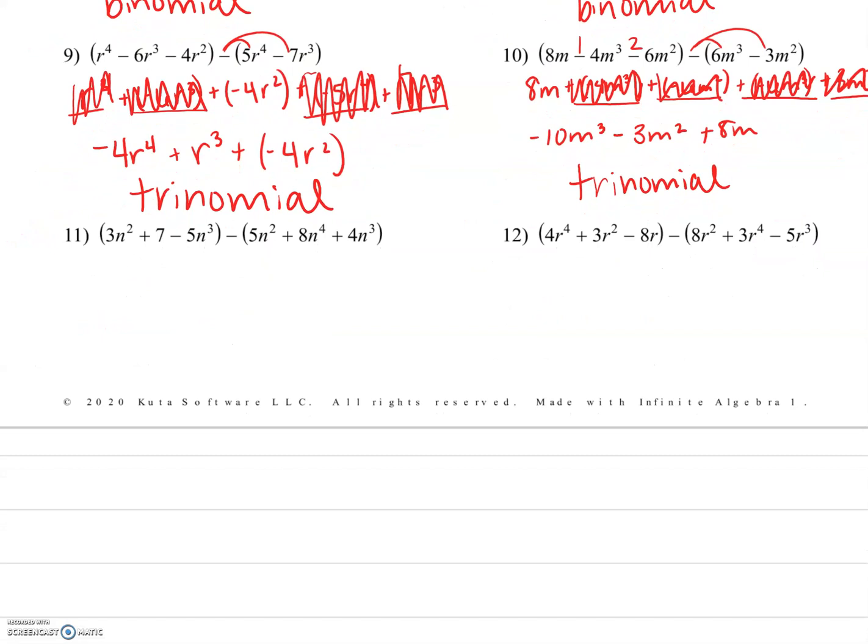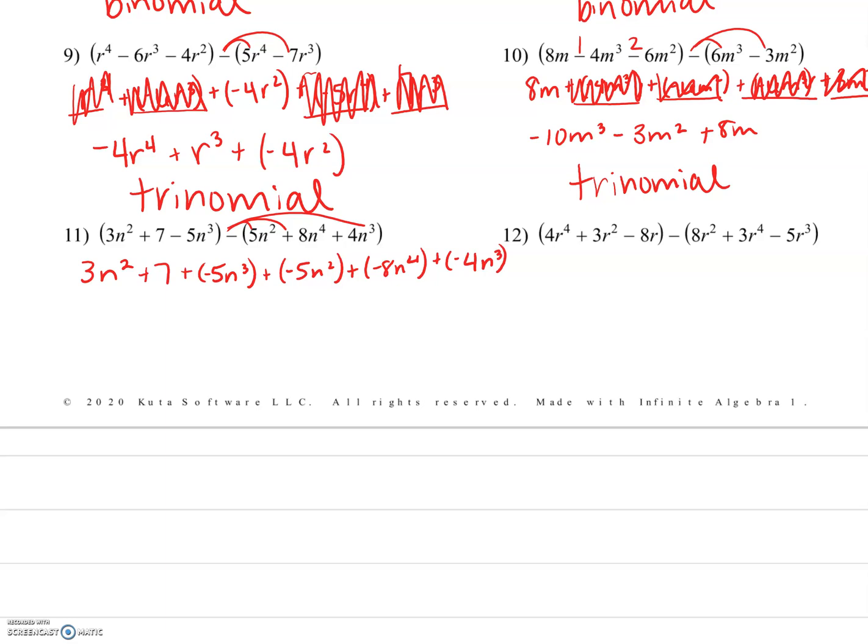Last few. All right, number 11, I'm going to rewrite this first set of parentheses plus a negative 5n cubed, and then I'm going to distribute that negative through. Plus negative 5n squared plus negative 8n to the 4th plus negative 4n cubed.